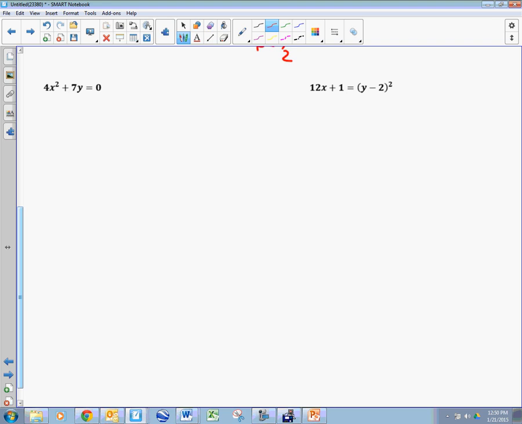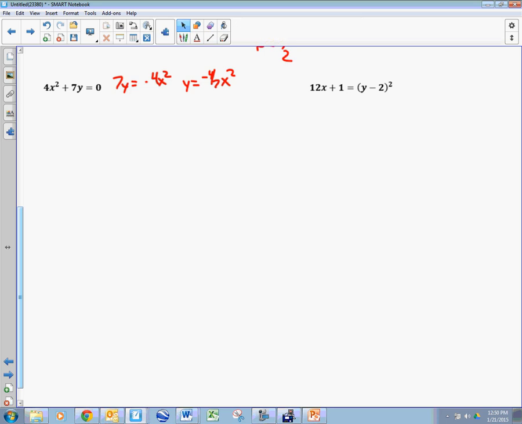All right, our last one. What should we do? Last one. Solve for y. Are you sure? Are you positive? Willing to wager? She's right. Okay, so we got 7y is equal to negative 4x squared. So y is equal to negative 4 over 7 times x squared. That's what we have.